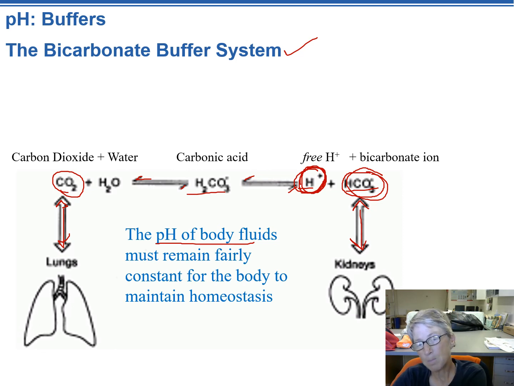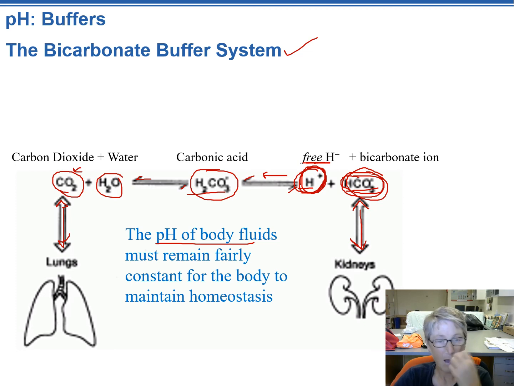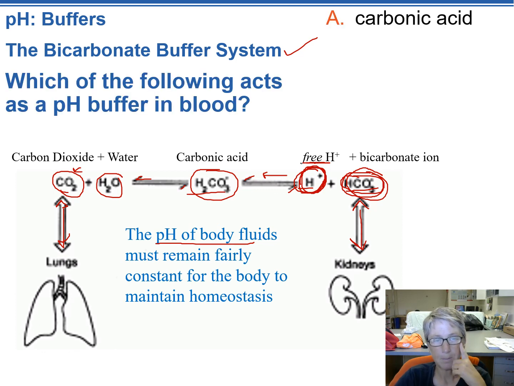So for example, if for some reason you accumulate a lot of free hydrogen in your blood, the reaction goes this way to the left, and that free hydrogen ion will be soaked up by bicarbonate ion. You'll form carbonic acid. Carbonic acid will dissociate into water and CO2, and you'll breathe out the CO2. That's how you can regulate your free hydrogen ion concentration, which determines the pH.